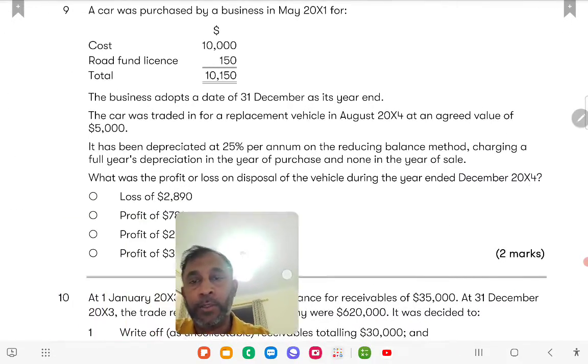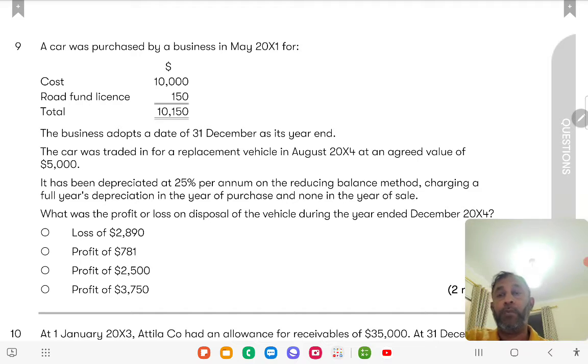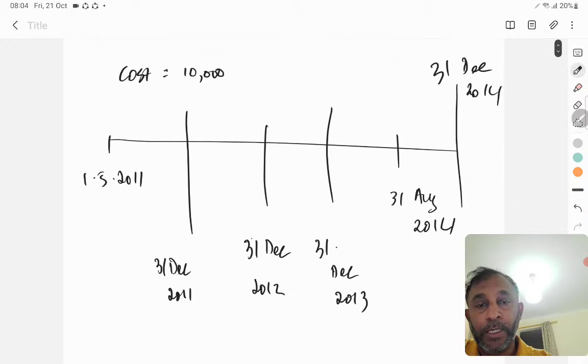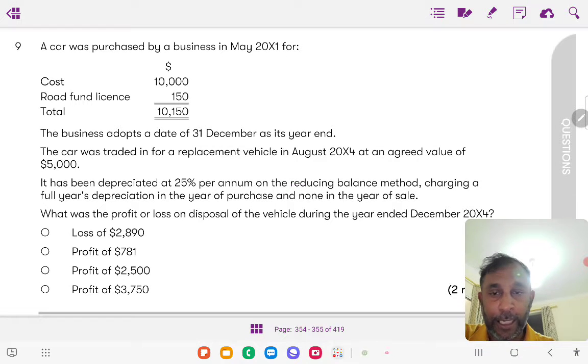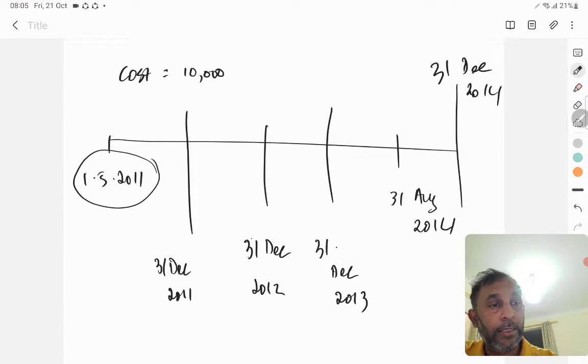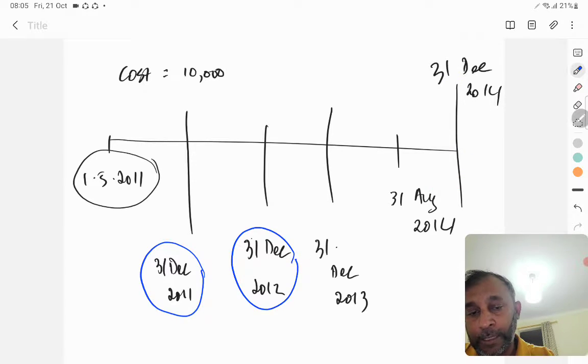What does question number 9 speak about? A car was purchased by a business in May 2011. They have not given you a day, so it is comfortable to assume the car has been purchased on 1st May 2011. And they say the business adopts 31st December as its year end. So the year end of the business is 31st December each year.